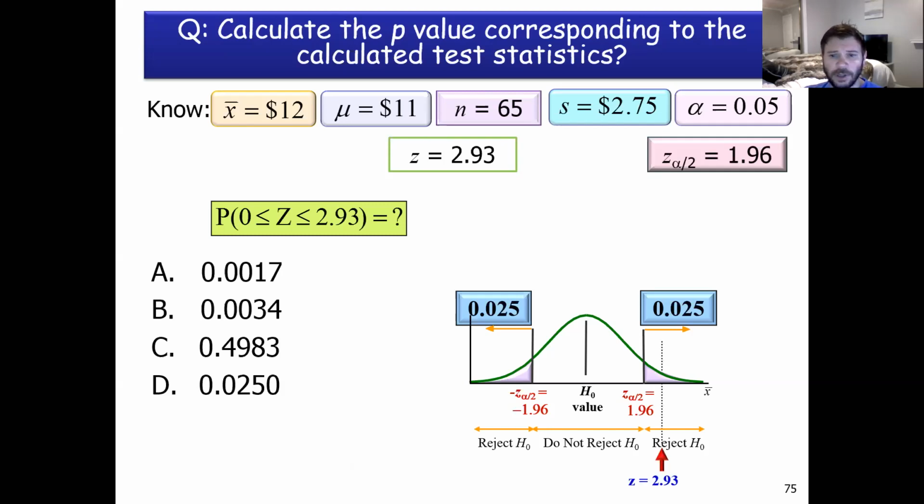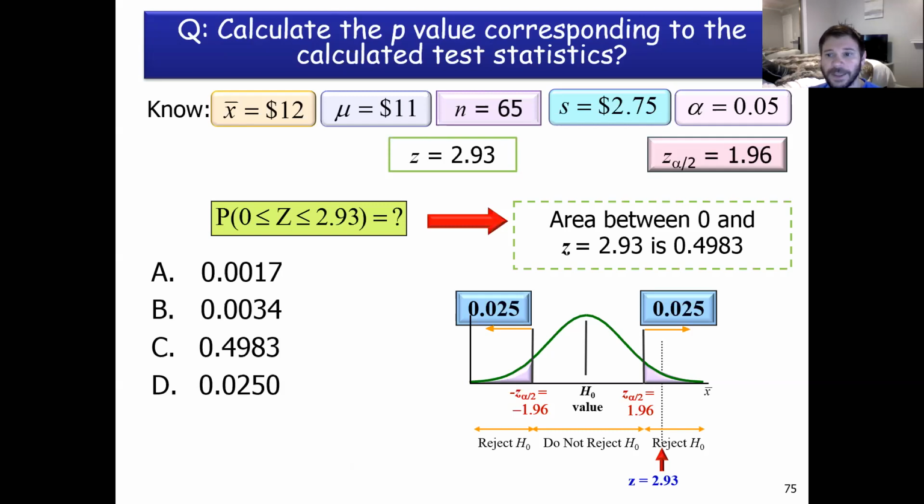And if we were to look at the table value associated with a z-score of 2.93, we would see that comes out to 0.4983. And if we subtract that from 0.5, that will give us our p-value.